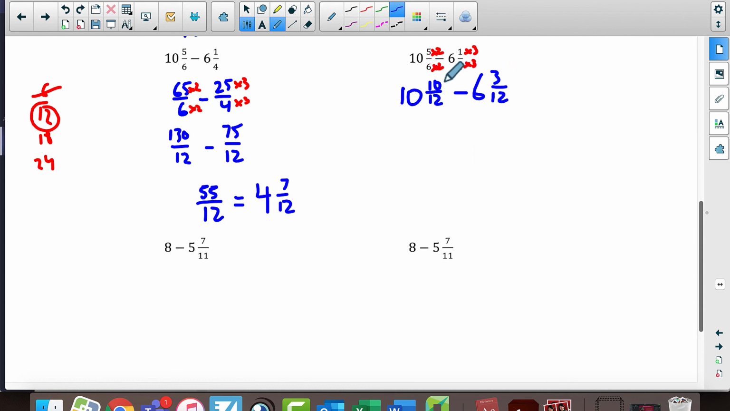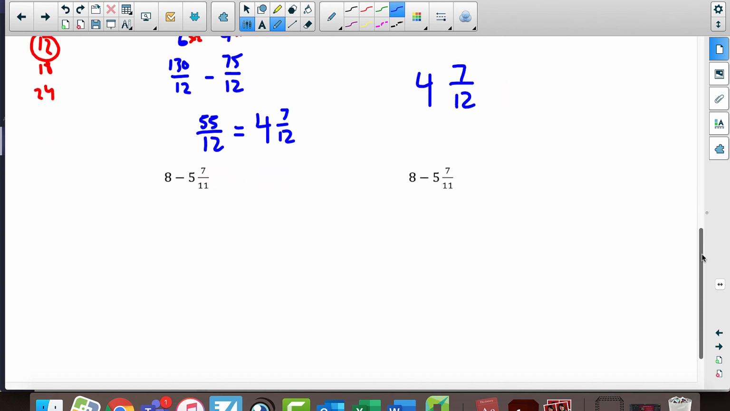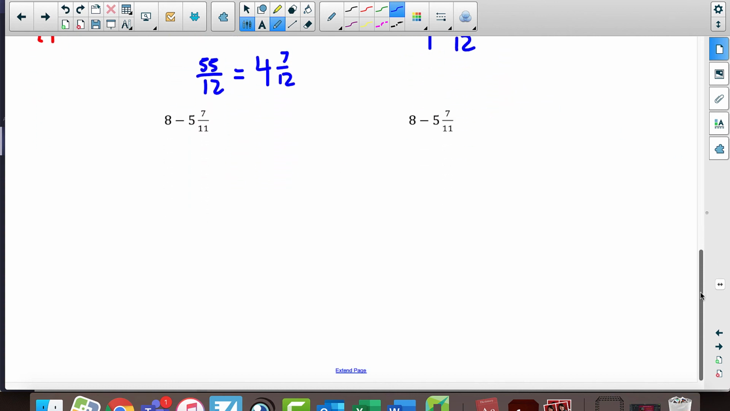Okay, look at the fractions first. Can you do 10 twelfths minus 3 twelfths? Yes, you can. This one's bigger. Oh, good. This is going to be a fast one. No borrowing. 10 twelfths minus 3 twelfths is 7 twelfths. Then do your big numbers. 10 minus 6, 4. Done. Got the same answer as this. Didn't have to deal with any big numerators or anything.